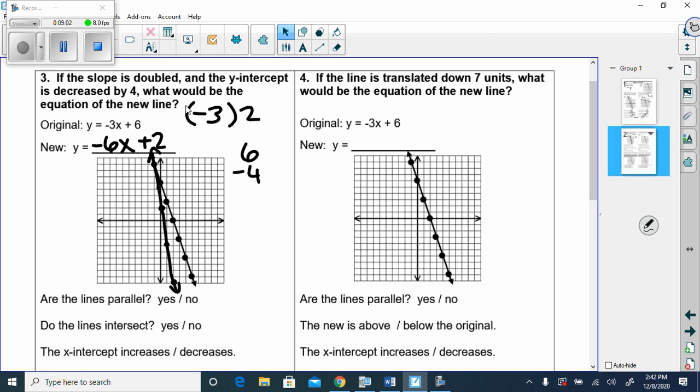Alright, so here are my lines. It asks if they are parallel. No, right? They touch. Do they intersect? Not in the picture, but eventually they will, right? Because they keep getting closer and closer towards the top. Okay? Alright, then it asks, did the x-intercept increase or decrease?